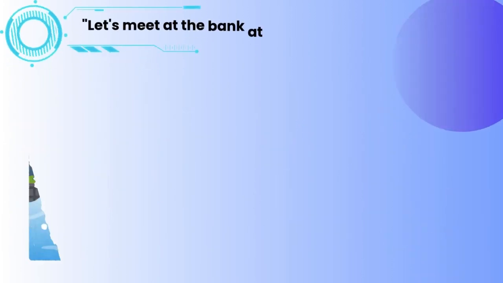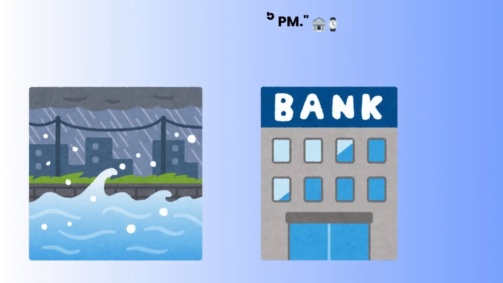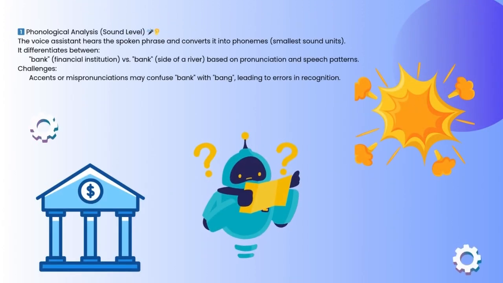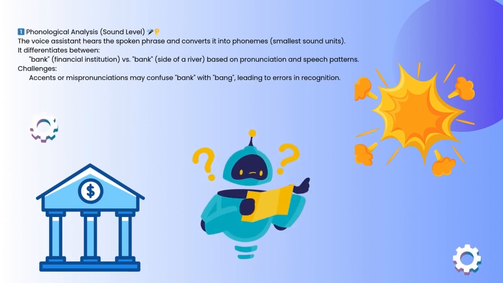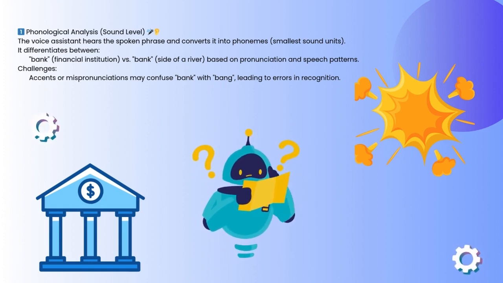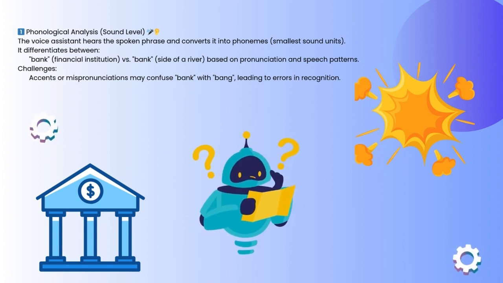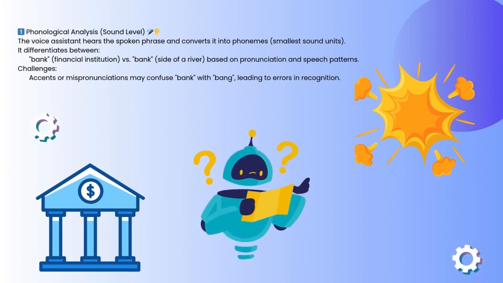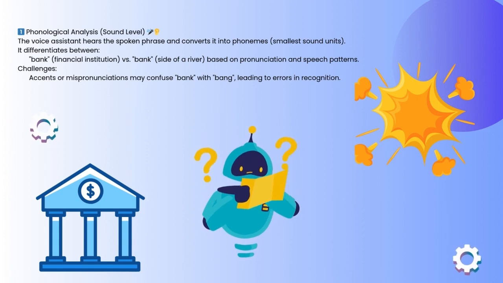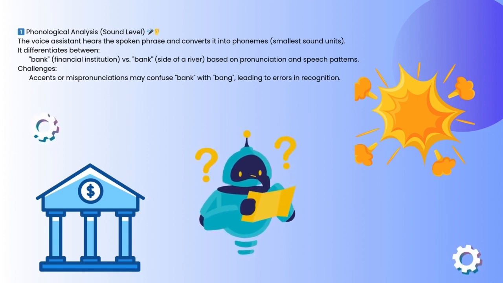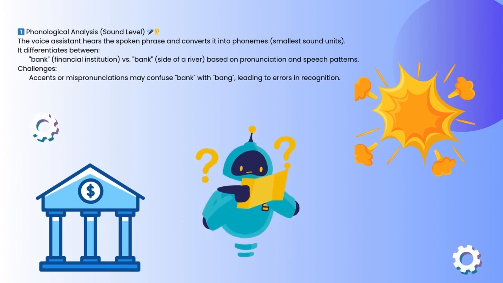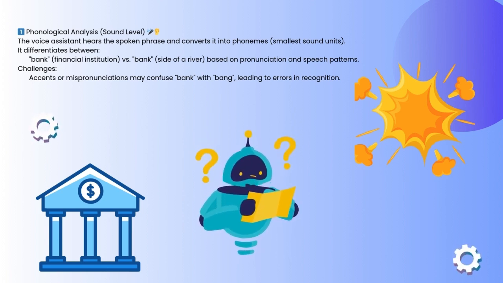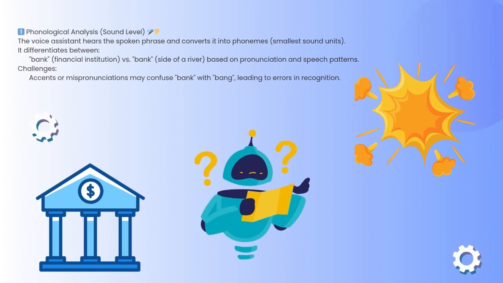Example: let's meet at the bank at 5 p.m. Phonological analysis, sound level. The voice assistant hears the spoken phrase and converts it into phonemes, the smallest sound units. It differentiates between bank, financial institution, versus bank, side of a river, based on pronunciation and speech patterns. Challenges: accents or mispronunciations may confuse bank with bang, leading to errors in recognition.